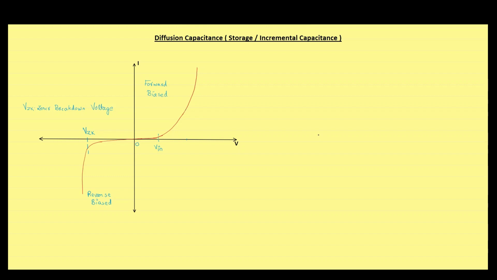It is effective when the PN junction is forward biased, meaning that when the forward bias voltage is sufficient to produce an appreciable amount of forward current, then the diffusion capacitance comes into effect.